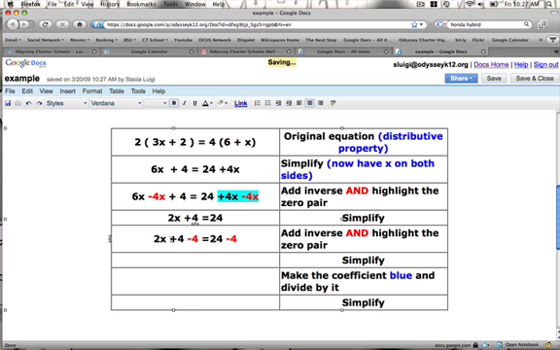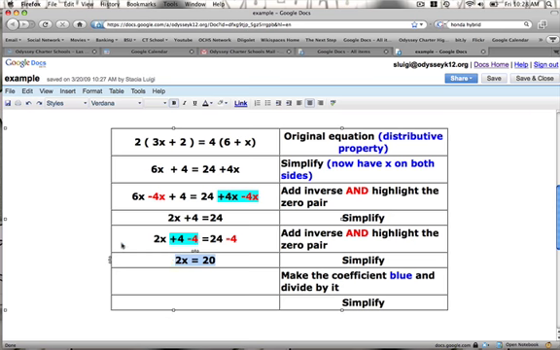Alright, now I need to highlight the zero pair. So now the 4, negative 4 is gone. What that leaves me with on the left side is the 2x term sitting alone. Then I've got equals, and I've got a 24 plus a negative 4, which is positive 20. In this step, you're going to notice that you have a one-step equation in which the coefficient is not 1. So I'm going to be dividing.